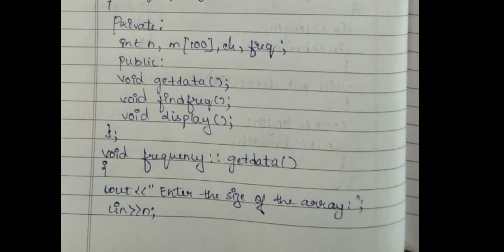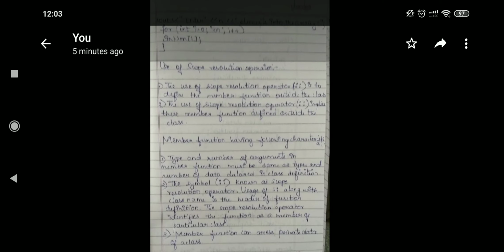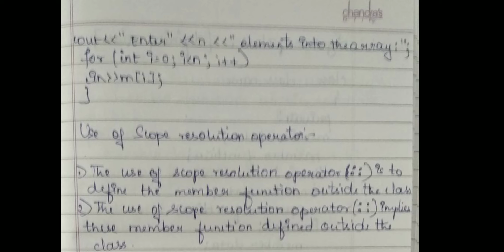After that you can see void frequency, scope resolution, getdata. So void getdata is the function name, and in that frequency is the class name. After that, cout enter the size of the array, cin the value. Now you are defining the function. You ask the user to enter the number of elements in the array, and with the help of a for loop you store those values. Int i equal to 0 means the first value is m[0], next m[1], next m[2], m[3] and so on.